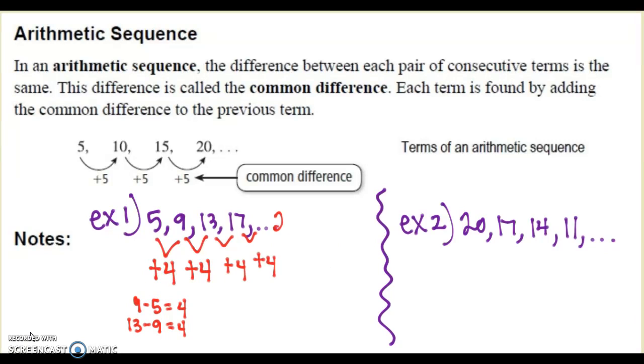So the next term should be 21, which is the fifth term, and if I add 4 more, the next term is going to be 25.